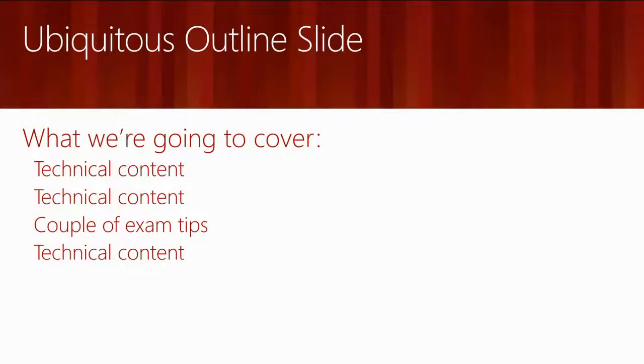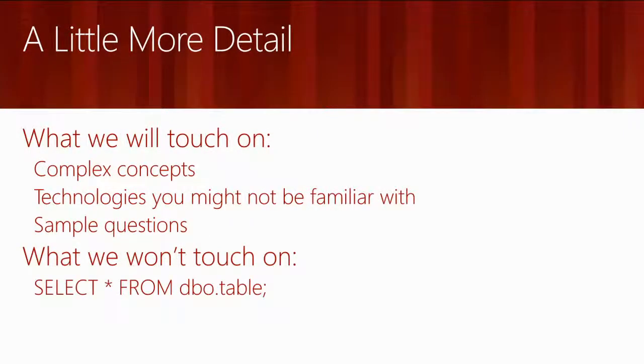So with that, the ubiquitous outline slide. Here's what we're going to cover: technical content, some more technical content, a little bit of exam tips, and then some more technical content. One of the biggest things that we got as far as feedback went is that there was just too much fluff, too much just exam stuff and not really about the technology itself. So all of the stuff about exam tips, and if there are questions, I'll absolutely answer them, but all of that has really been moved out to Cert 101, and you can find that on the Ignite website.